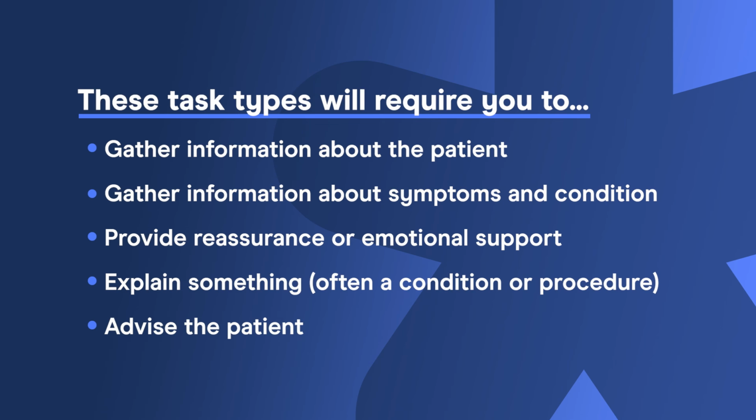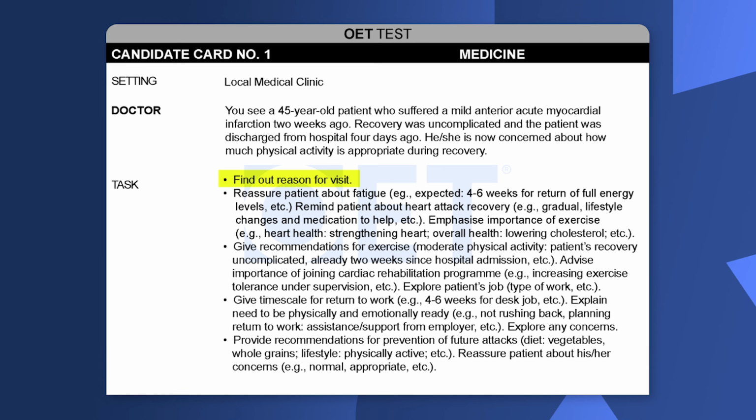The order of these tasks will shift around a bit between role-play cards, but the same task types will appear on most role-play cards. Let's quickly go through the 5 tasks on our sample card, and I'll show you what I mean. Starting with the first task, it says, find out the reason for the patient's visit. Okay, what type of task is this? It's a gather information task.